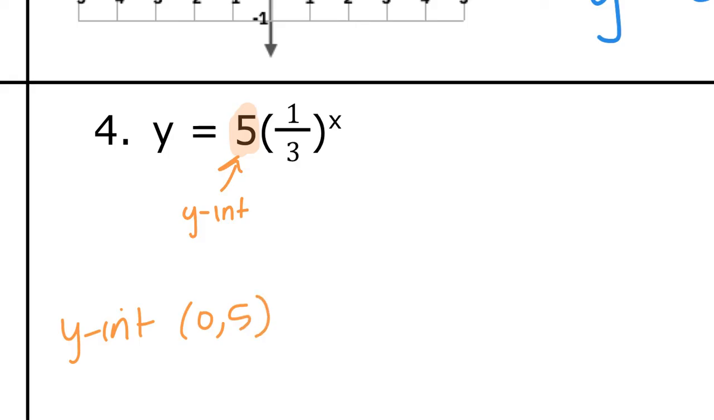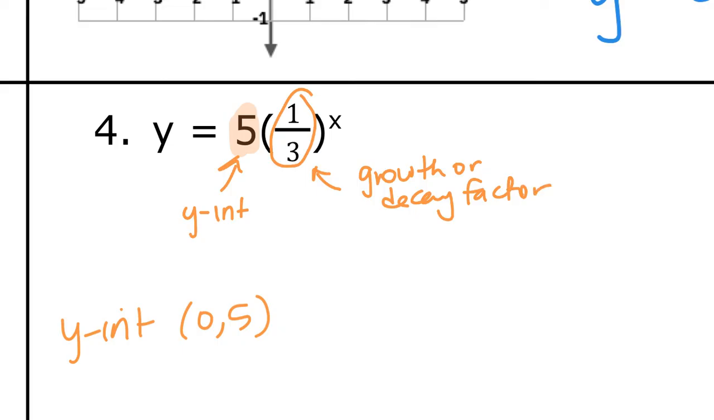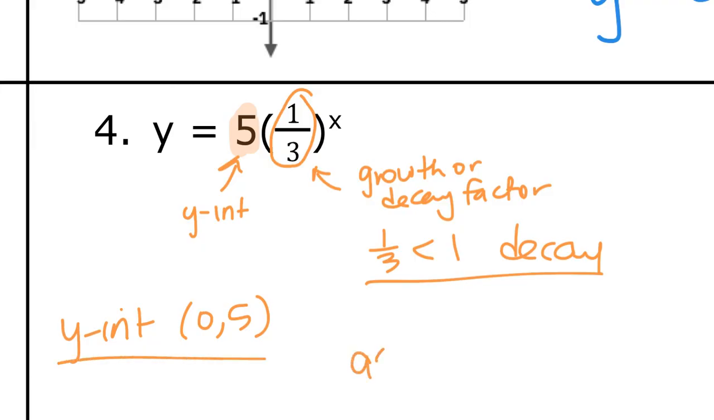Okay. Then whatever is inside of the parentheses, that is our growth or decay factor. And the way we decide which one it is is whether it's greater than or less than 1. So 1/3. 1/3 is less than 1. So that makes this one exponential decay. Okay, and then last but not least, it's going to have an asymptote at y equals 0.